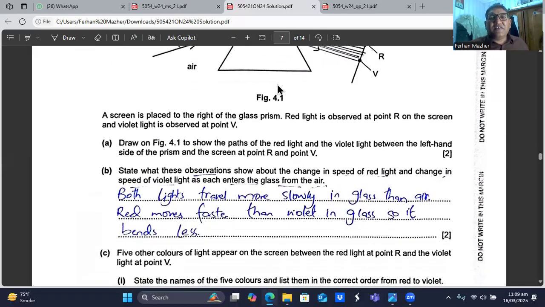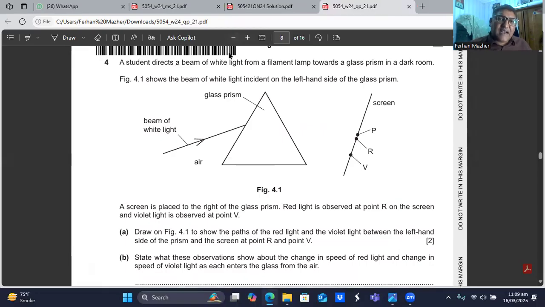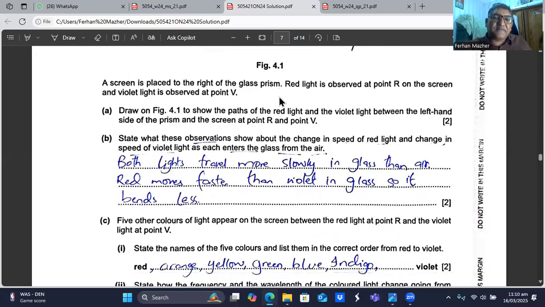Then the question is, state the change in the speed of the red light and the change in the speed of the violet light as each enters the glass from the air. You see, the red light has bent less and the violet light has bent more. When the light enters the glass, its speed slows down, its speed decreases. It means the change in the speed of the red is less. The red is relatively faster as compared to the violet.